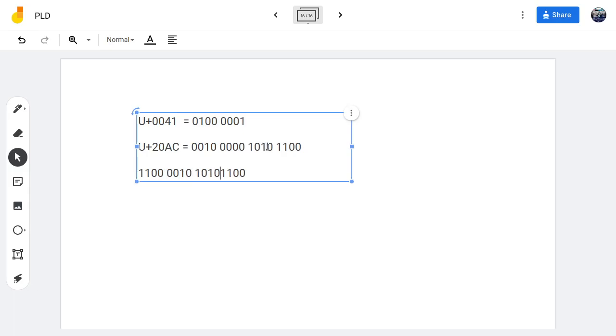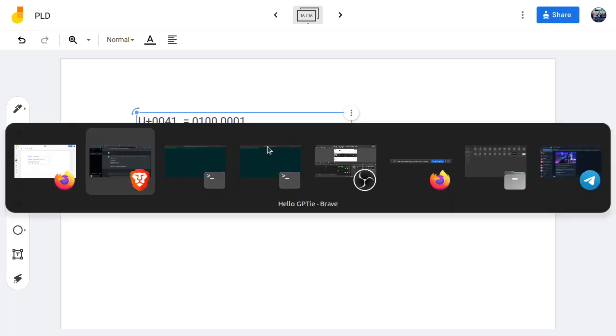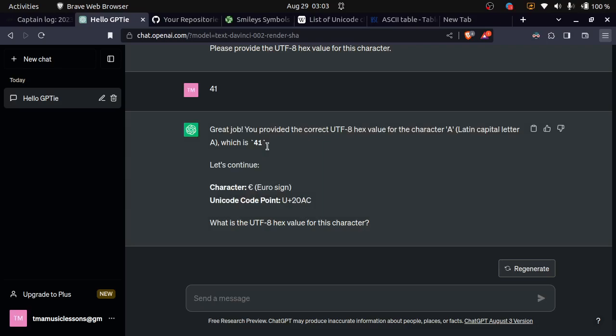So I break this into these bits. This will be C. This will be 2. This will be 10, A rather. This will be C again. Okay. Let's go on to C2AC. So GPT, let's try. C2AC.